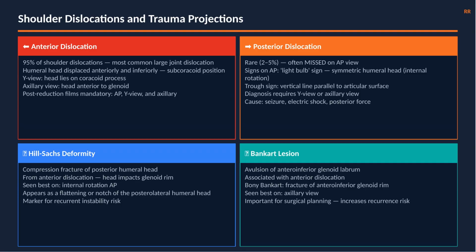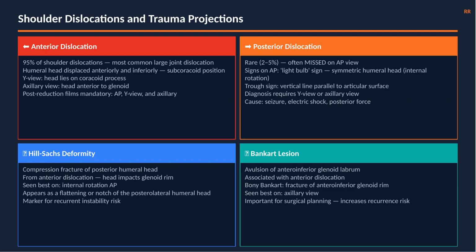4 shoulder trauma concepts that the ARRT tests. Anterior dislocation. 95% of all shoulder dislocations. The humeral head displaces anteriorly and inferiorly. The subcoracoid position is most common. On the Y view, the head lies on the coracoid process instead of at the Y junction. On the axillary view, the head lies anterior to the glenoid. Post-reduction films are mandatory: AP, Y view, and axillary.